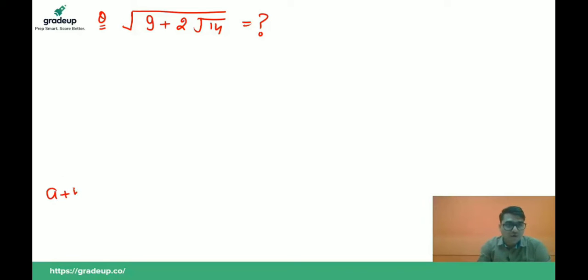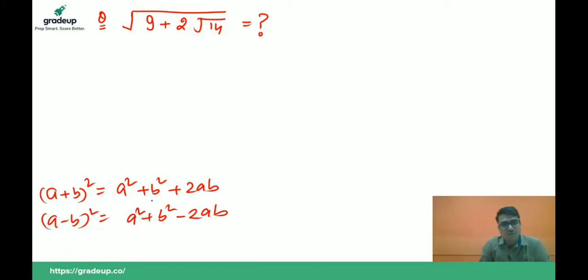Guys, always remember (a plus b) whole square is equal to a square plus b square plus 2ab. (a minus b) whole square is equal to a square plus b square minus 2ab. The only difference between these two formulas is plus and minus, and the rest will be the same. The deciding factor whether it is the formula of plus or minus is only this plus or this minus. And always notice the 2ab term has 2 into a into b. If we divide this 2ab term by 2, we will have a into b.